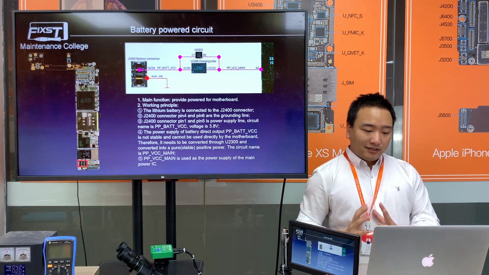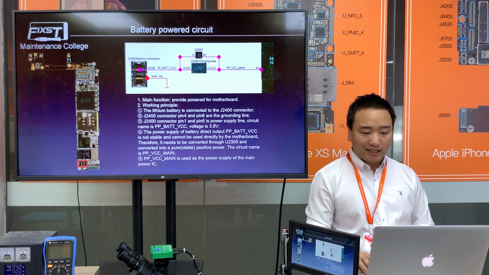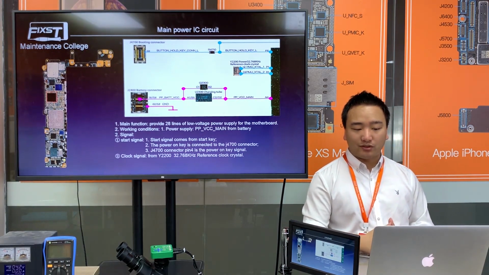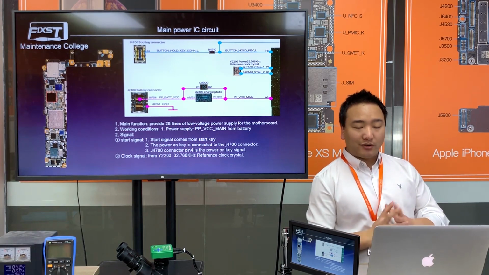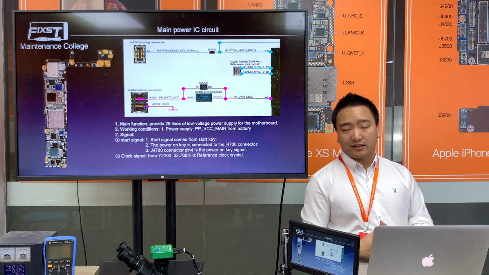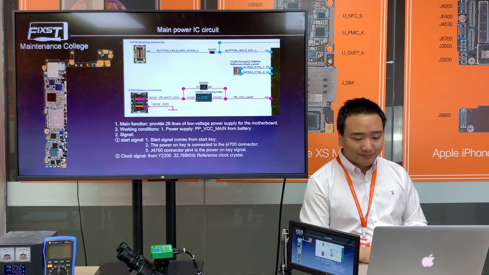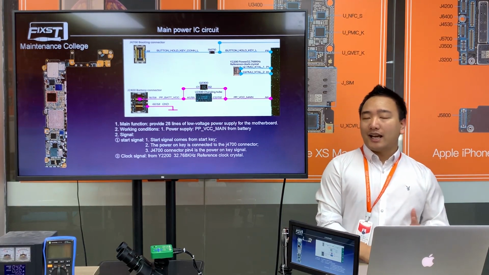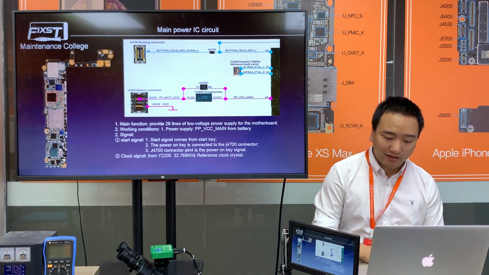And after we know the battery power circuit, we just need to know more about the main power IC circuit. Before we start the main power IC, the PMU, you need to know what its main function is. You can see the motherboard and you will know where the PMU is, where its location is. The main function of this PMU is to provide 28 lines of low voltage power to the motherboard.